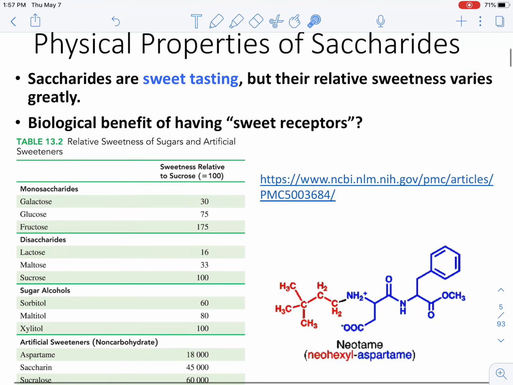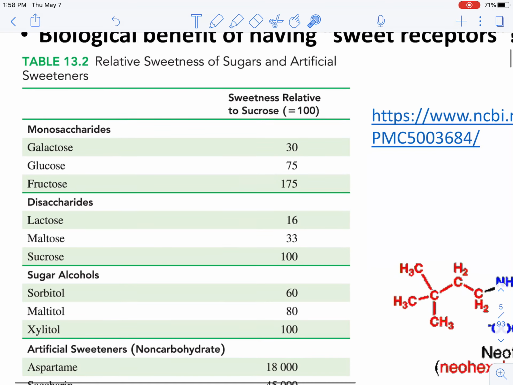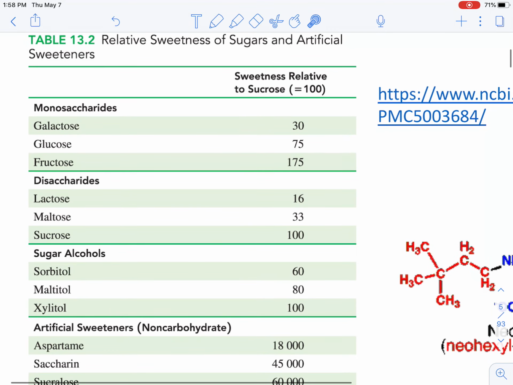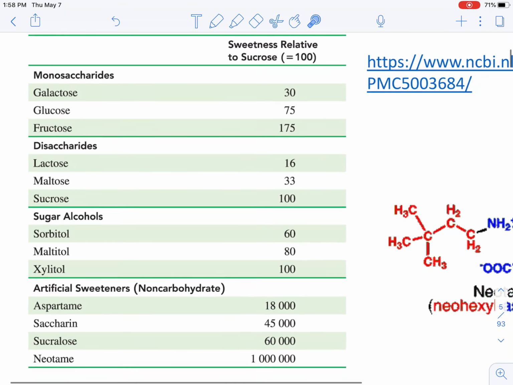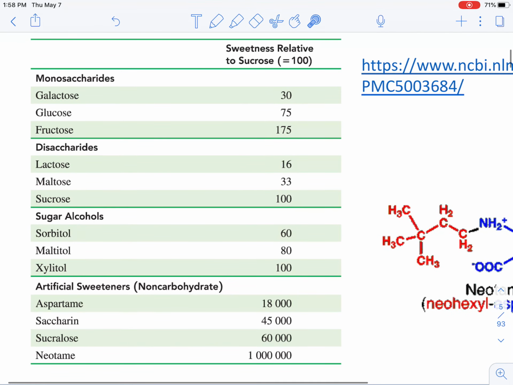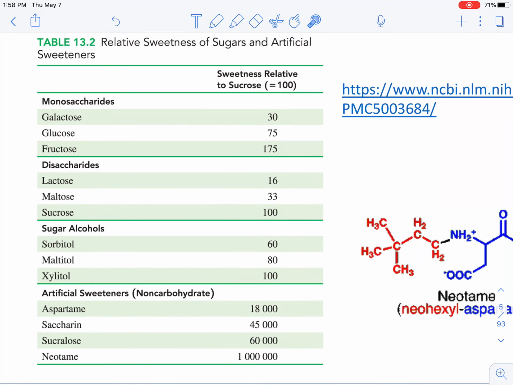And so the reason why these saccharides have different levels of sweetness, if you will, is more or less due to the biochemical or neurological pathway and signaling that would produce these different interpretations of how we perceive how sweet a specific carbohydrate is.